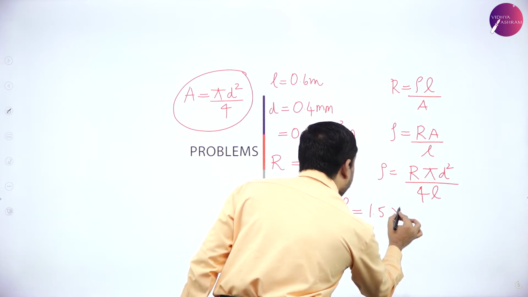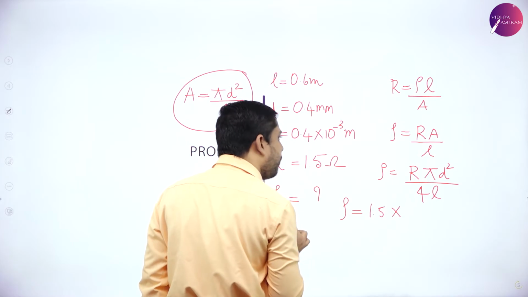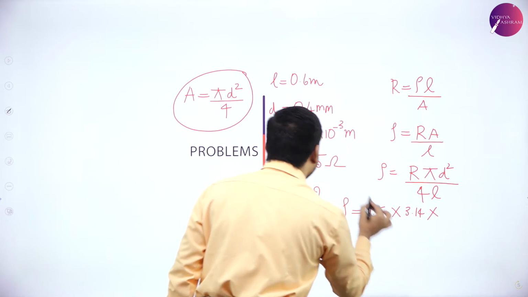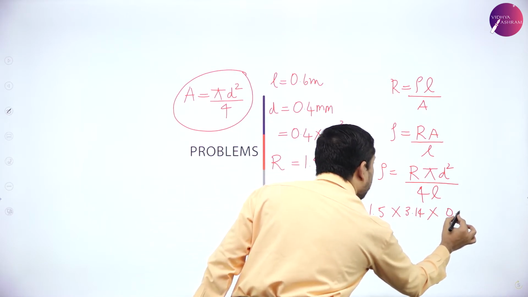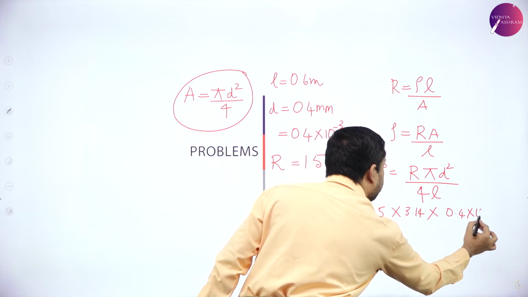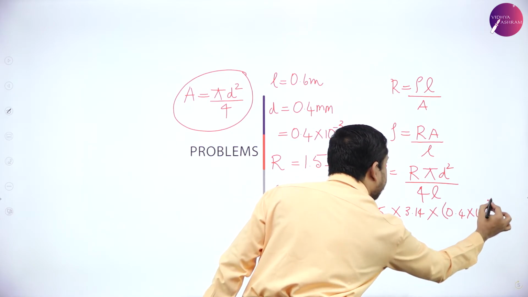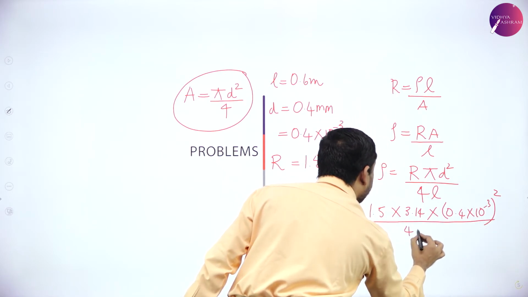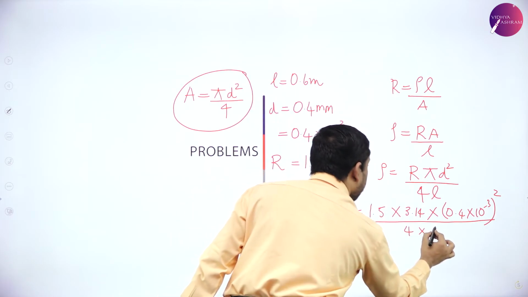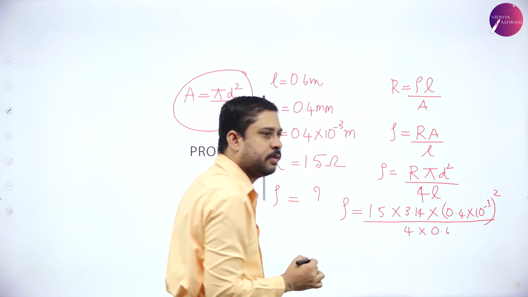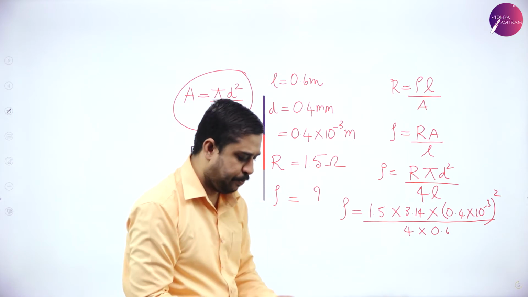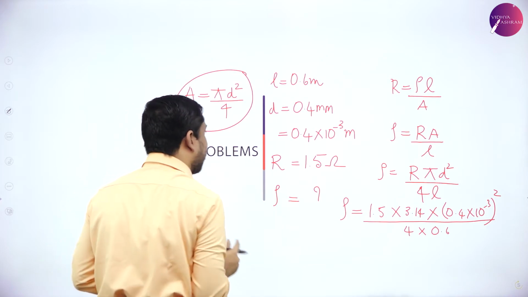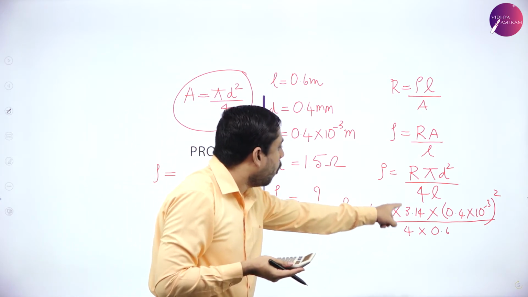So rho is, how much is R? 1.5. We know the value of pi, 3.14. Diameter, 0.4 into 10 power minus 3 whole square, d square, 4 into L, which is 0.6. Now we will simplify. So rho equals, simplification, 1.5.